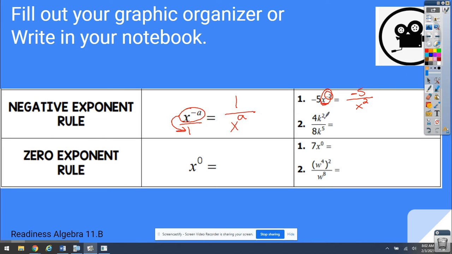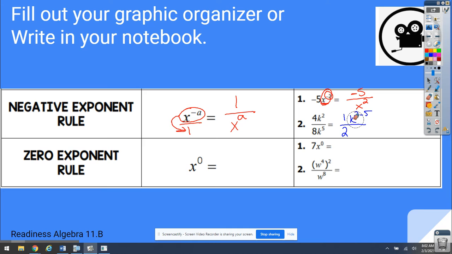Now here, if you were to do your quotient rule like what we did yesterday, I would simplify these two first. So 4 and 8, I can simplify 4 out of each one. So I'll have a 1 over 2, or half. And then if I do the quotient rule and do 2 minus 5, it's going to give me a negative value.